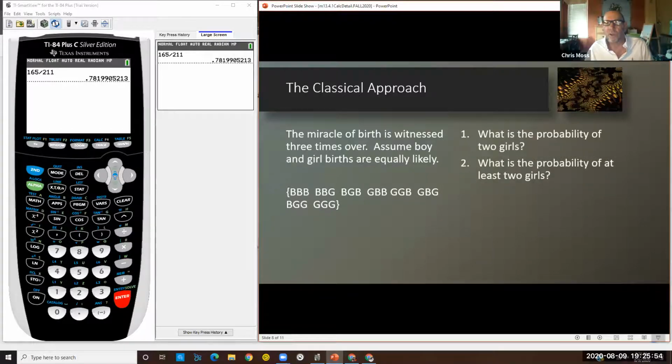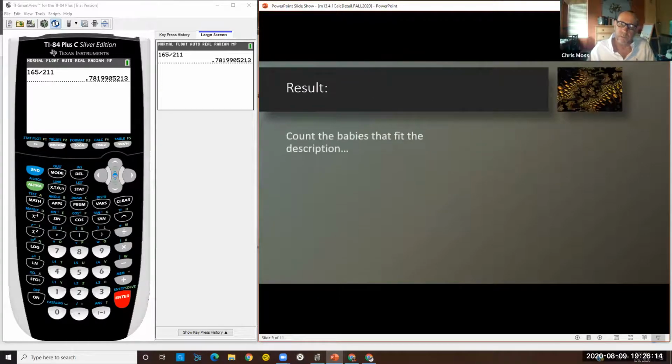So here's a couple of questions for us. The first, what's the probability that 2 out of those 3 babies are girls? And then the second follow-up question, what is the probability that at least 2 out of those babies is a girl? At least 2. So again, it's about the counting. So we want to count the babies that fit the description.